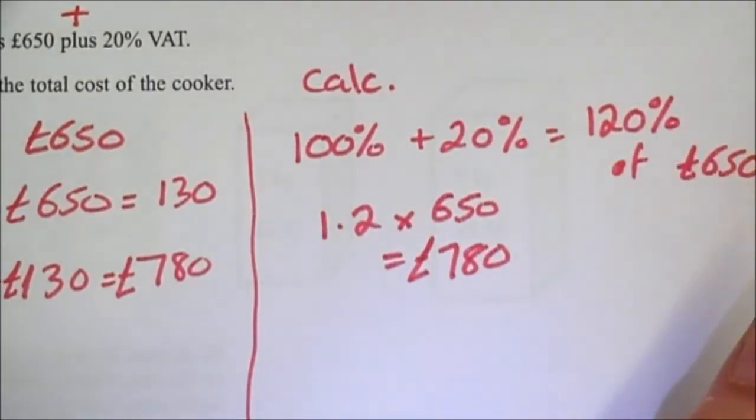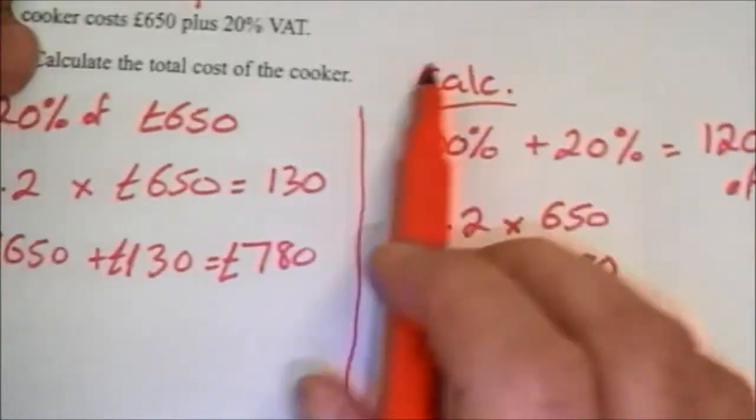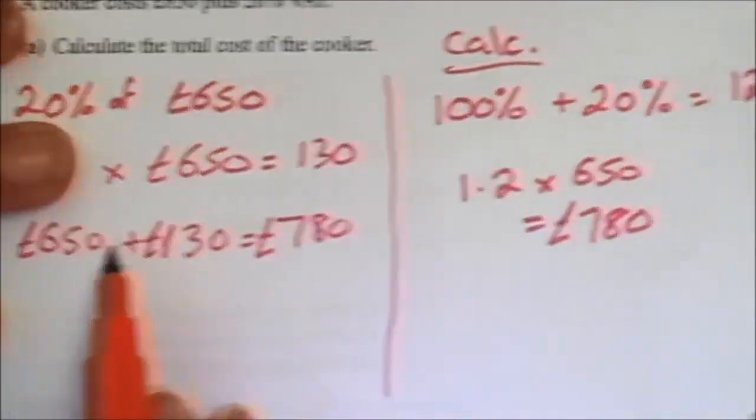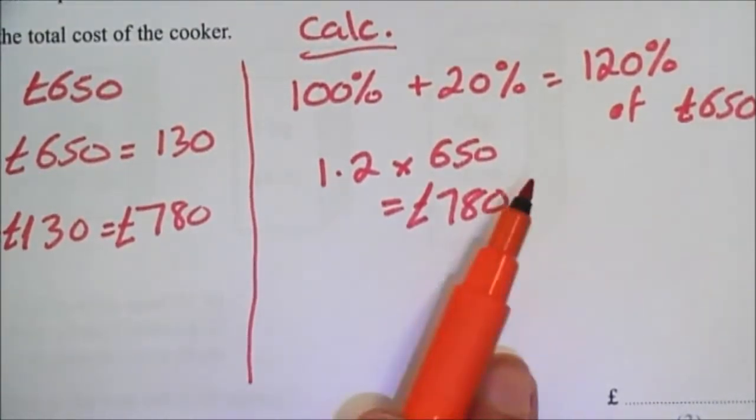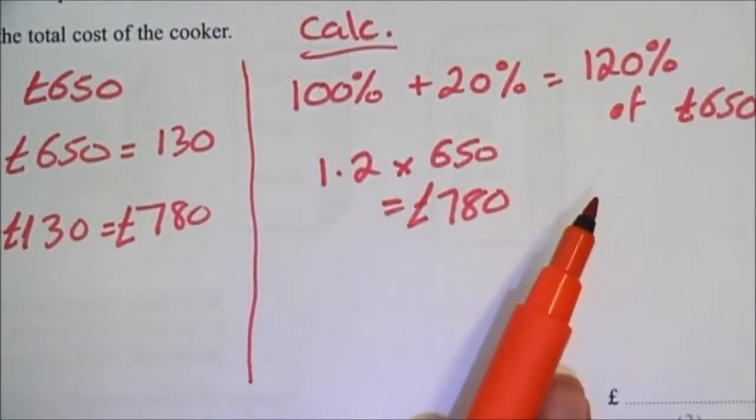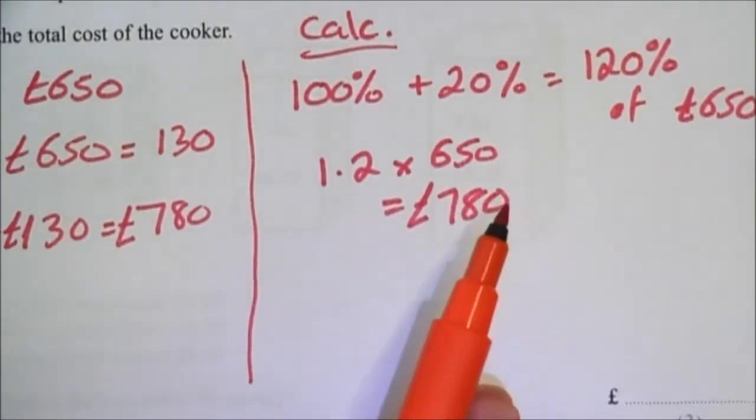You can go about it either way, both are correct. This is the simplest method. This is a slightly more advanced method, and this is also the method that you would use if you were dealing with things like compound interest.